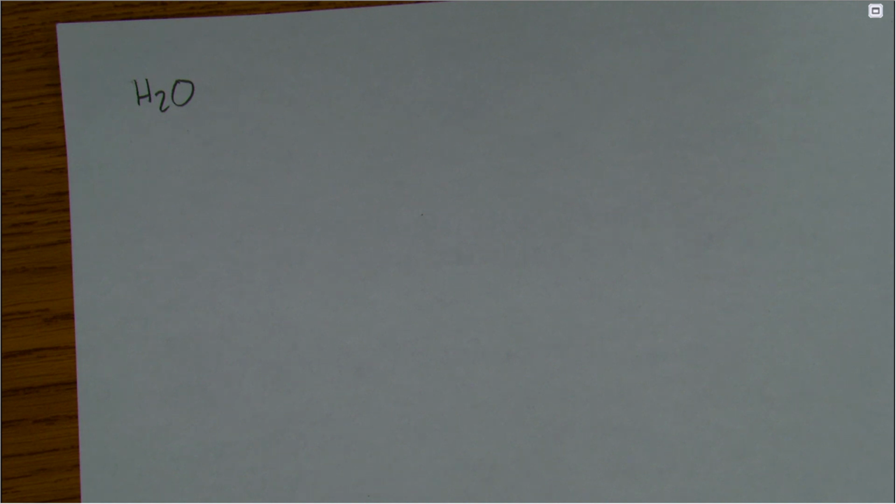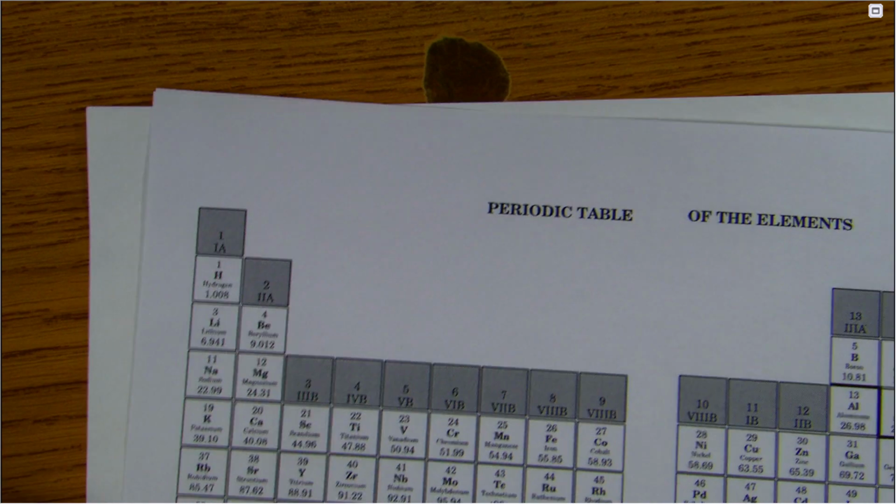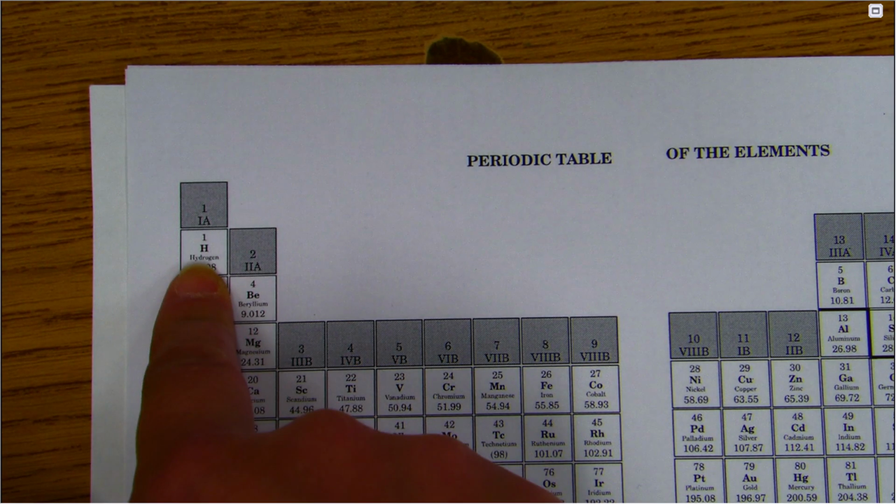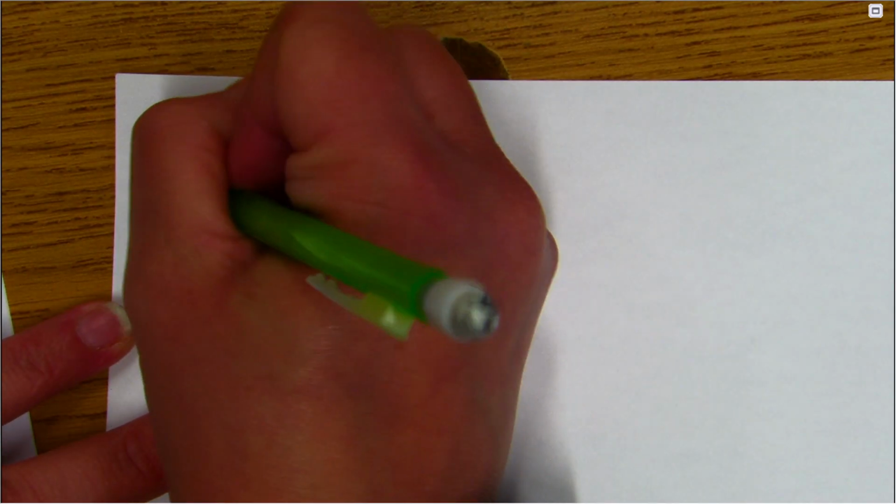So hydrogen has 1 valence electron. I'm looking for my periodic table. All right. Sorry, friends, I had to find my periodic table. Hydrogen has 1 valence electron, and I have 2 hydrogens. So we're going to multiply the 2 hydrogens by their valence electrons of 1, plus the valence electrons of oxygen. Oxygen has 6 valence electrons.